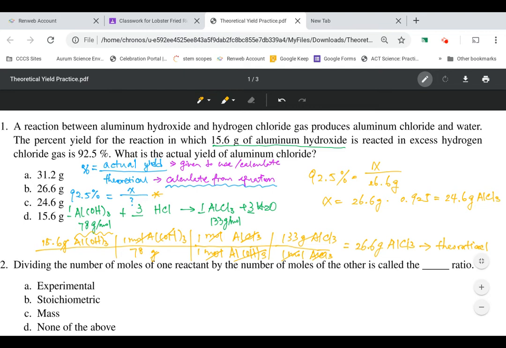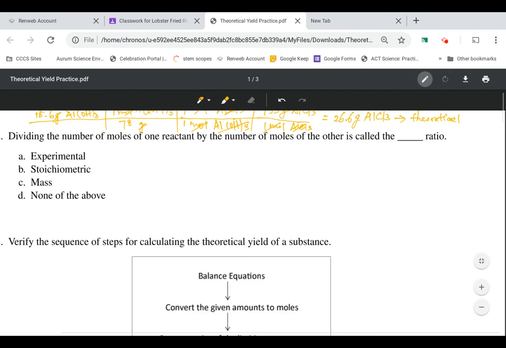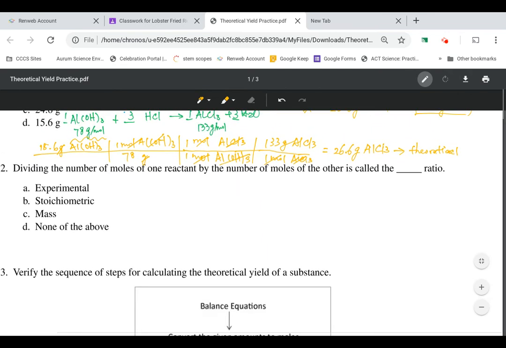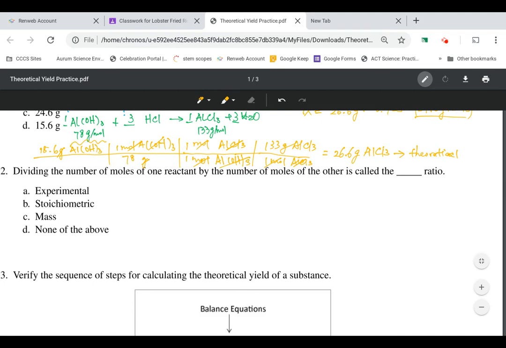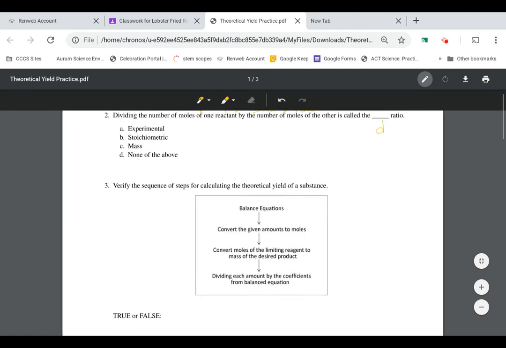Okay? Number 2, dividing the number of moles of one reactant by the number of moles of the other reactant is called the what ratio? It should be D, because we all know it's a mole ratio, but there's no answer choice for that, so none of the above.